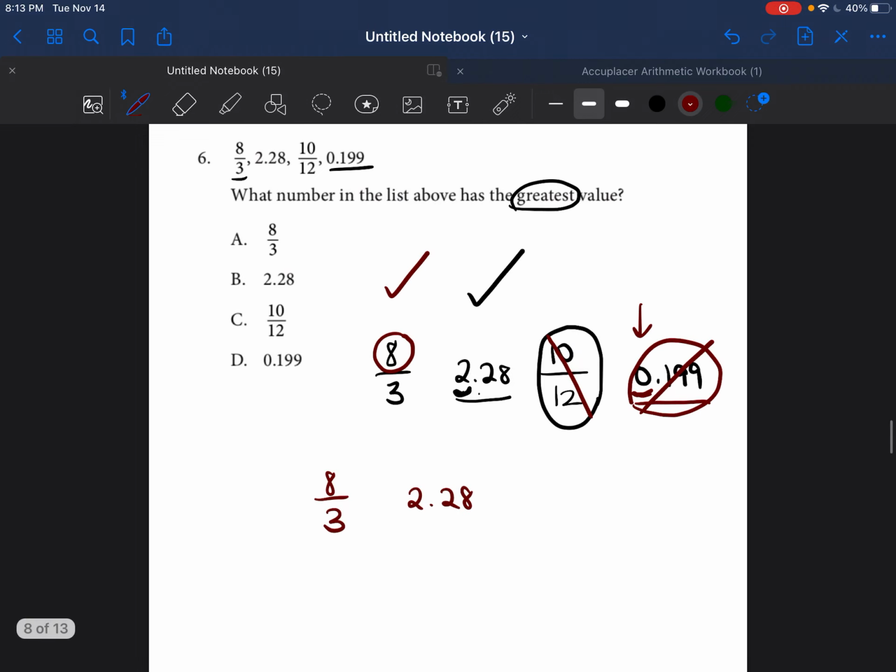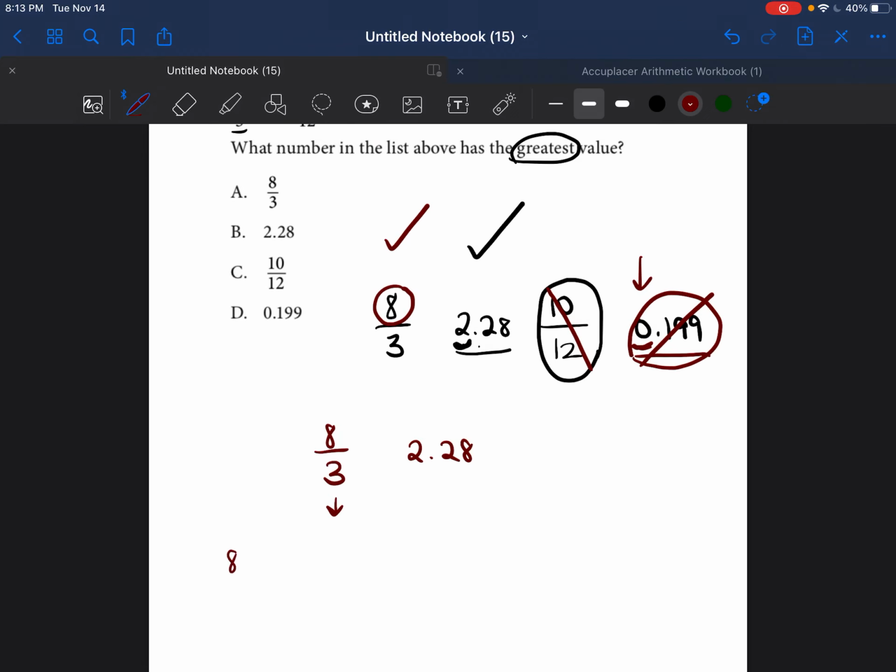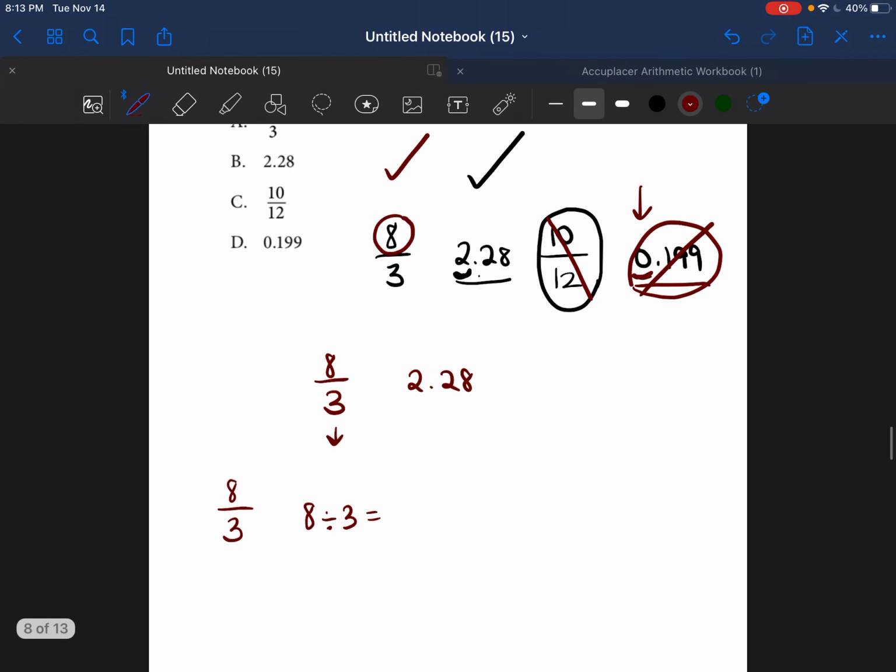We can't compare a fraction to a decimal without them both being either both fractions or both decimals. Well, we just learned in the last problem how we can change a fraction to a decimal. So let's apply that again and change 8 over 3 to a decimal. Remember, the rule is that to change a fraction into a decimal, you divide the numerator by the denominator. So we're going to do 8 divided by 3 to see what decimal 8 over 3 represents.